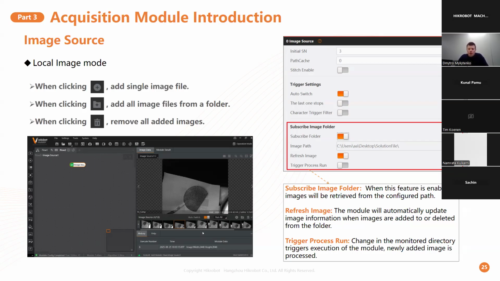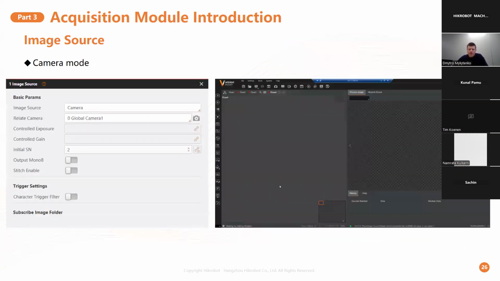Auto switch option lets the module advance to the next image on each execution cycle. The last one, the stops option, prevents cycling back to the beginning of the list when the end is reached, and so on. There are many options.